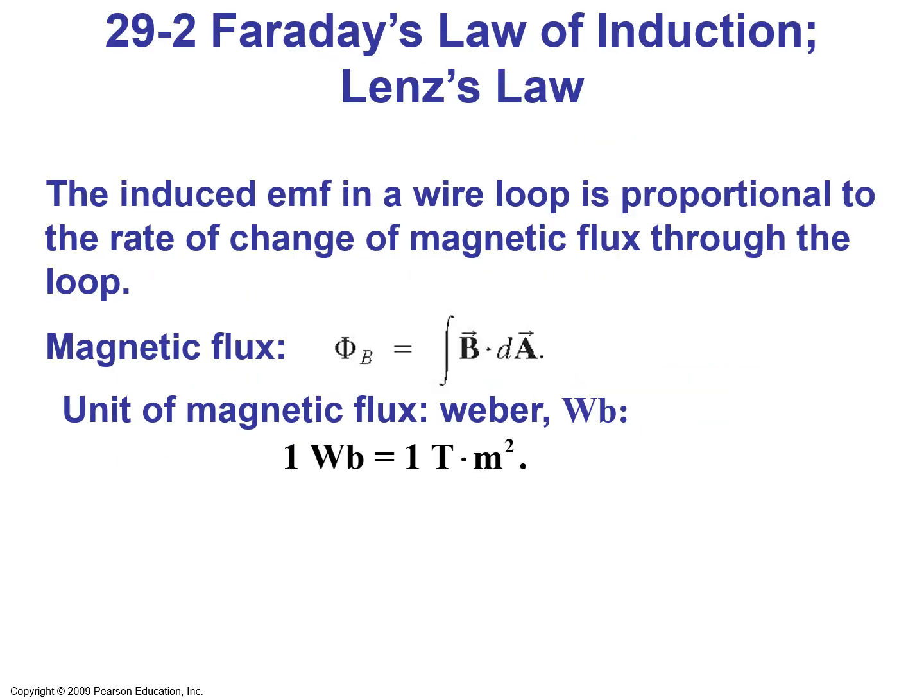The induced EMF in a wire loop is proportional to the rate of change of magnetic flux through the loop. We define magnetic flux as phi sub B, equal to the integral of the magnetic field vector B dotted with dA, small pieces of area. The unit of magnetic flux is the Weber, Wb, and 1 Weber is equal to 1 Tesla times meter squared.